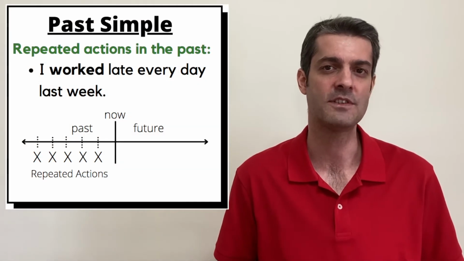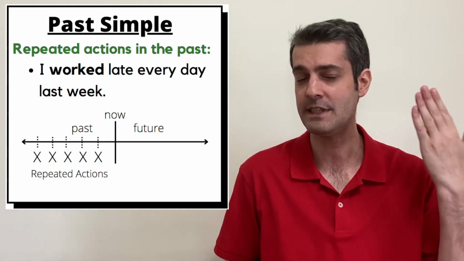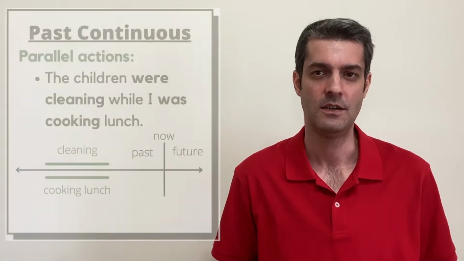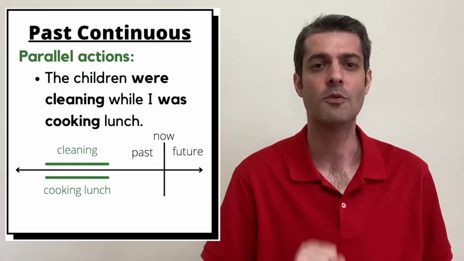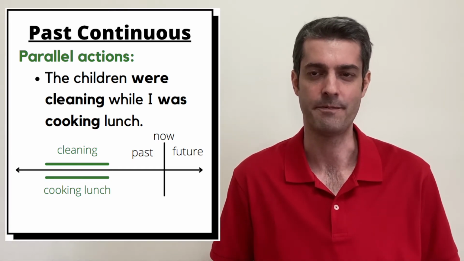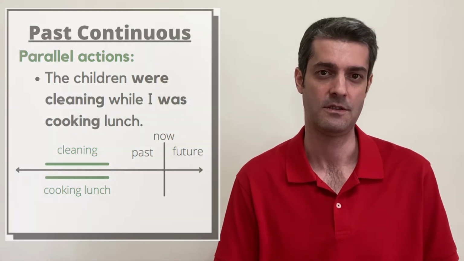We use the past simple to talk about repeated actions in the past. I worked late every day last week. We use the past continuous to talk about parallel actions, two or more actions happening at the same time. The children were cleaning while I was cooking lunch.